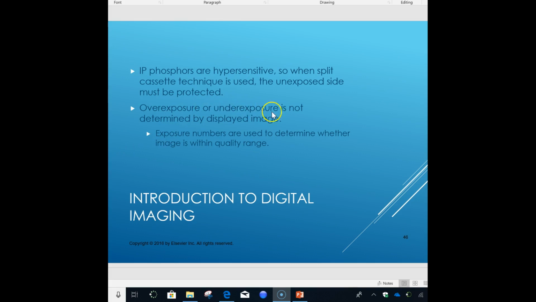Overexposure or underexposure is not determined by the displayed image. You'll have something called the exposure index, and you'll learn that further as you advance. The exposure numbers are to be within a range. That determines whether the image is within quality range. You can't always tell just by looking at the image if it's under or overexposed. You have to look at the IR, or they call them different things, the exposure index, and that's a range the image needs to be in.